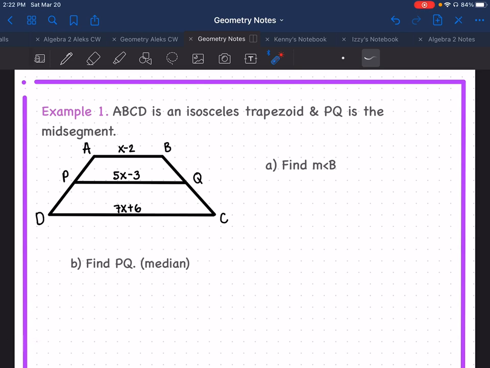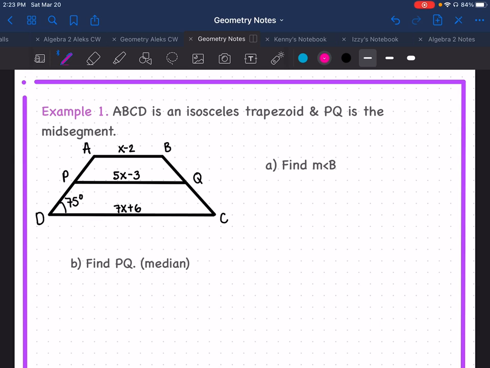ABCD is an isosceles trapezoid, and PQ is the midsegment. Let's go ahead at first and find angle B. I see that I am missing one little thing that should be in my notes. Here we go. Let me add that in so that we can actually find angle B. There we go. That should have been there as 75. All right, here we go. So they want us to find angle B.